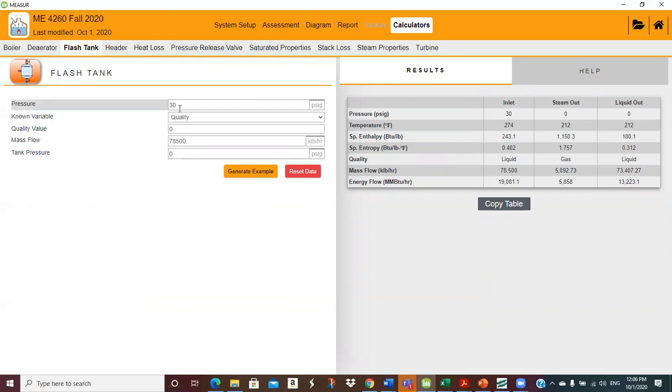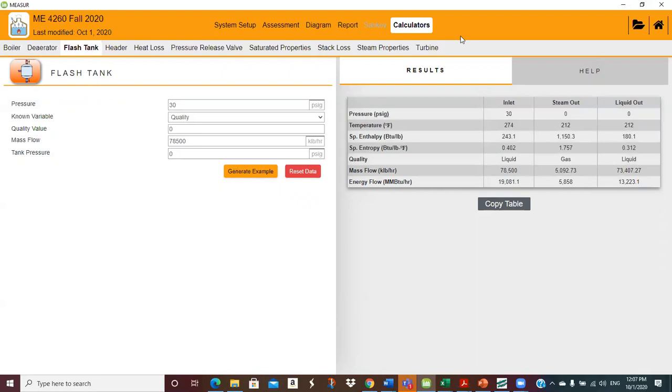So I'm saying that my pressure is 30 psig, which is correct. Quality is 0 because it's all saturated, it's all liquid, right? If it was all vapor, it would be 1. That's the definition of quality. And there's my flow rate, and my tank pressure is 0 psig. And here's my flash steam amount, 5,092.73. So that's a little over 5,000 pounds an hour.